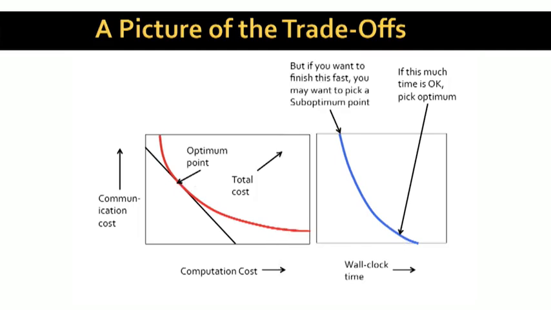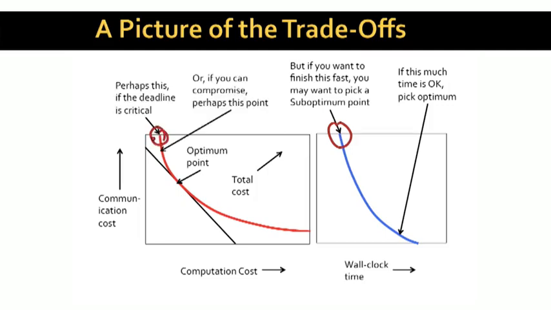But suppose you want the job to finish this fast, and you can't afford to finish later, and you need to pick an algorithm that is on the red line, but that has a higher total cost than the optimum. That is, you really have to pick this point over here.